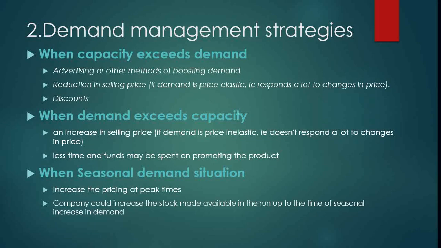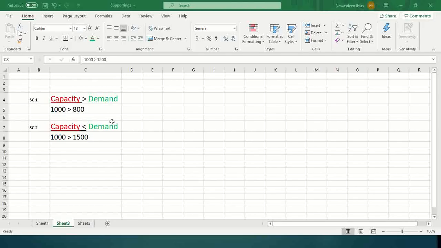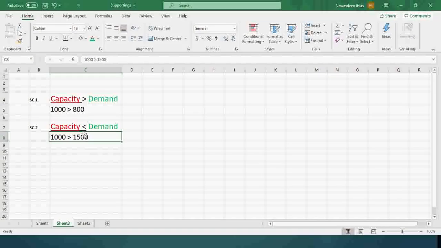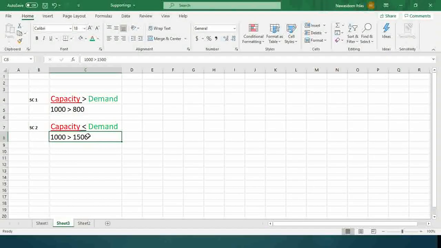So the scenario is when demand exceeds capacity. In my example, you can see my demand is 1500, capacity is 1000. So what I am going to do, I am going to reduce my demand. So I increase my selling prices and I reduce my advertising campaigns.